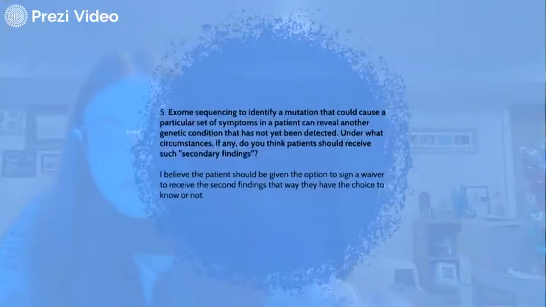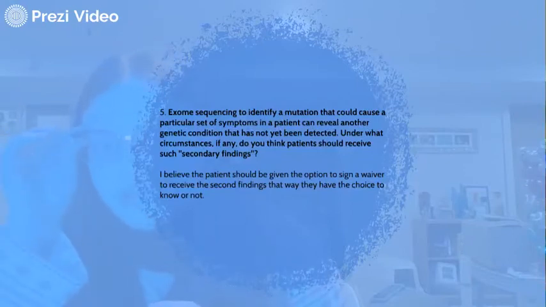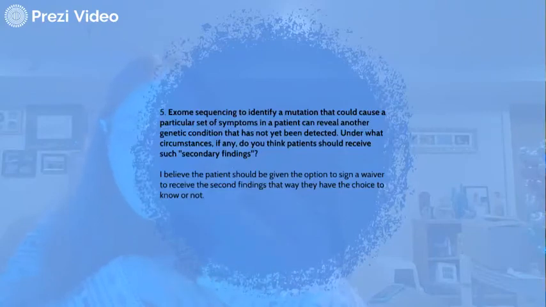In question 5, exome sequencing to identify a mutation that could cause a particular set of symptoms in a patient can reveal another genetic condition that has not yet been detected. Under what circumstances, if any, do you think patients should receive such secondary findings? I believe that a patient should be given the option to sign a waiver if they want to receive the secondary findings or not. That way they have that choice. But I do believe that they should have the right to choose or not.